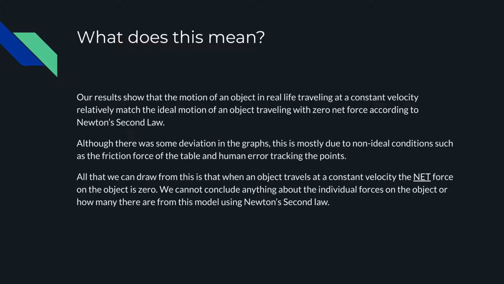So, what does this mean? Well, our results show that the motion of an object in real life traveling at a constant velocity relatively matched the ideal motion of an object traveling with a 0 net force according to Newton's second law. Even though there was some deviation in the graphs, this is mostly due to non-ideal conditions such as the friction of the table and human error in the tracking points. So all that we can really draw from this is that when an object travels at a constant velocity, the net force on the object is 0. We can't actually conclude anything about the individual forces on the object or how many forces there are using Newton's second law.